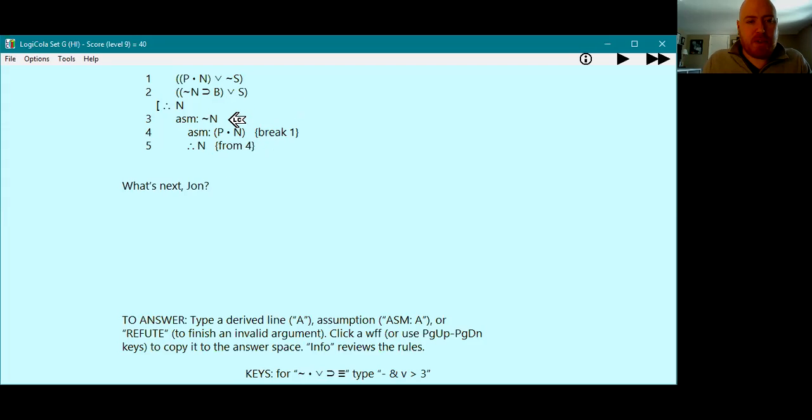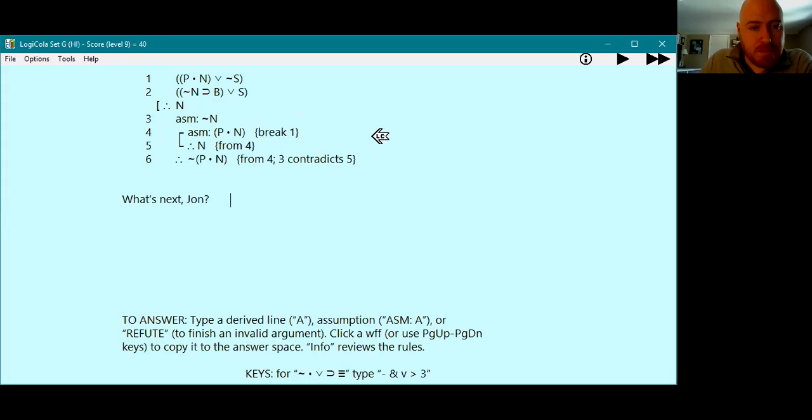Now, notice here I've got a contradiction between 3 and 4, right? So that means that it's not the case that P and N. From 4 and 3 contradicts 5, okay? Now notice what I have here. I've got either P and N or not S, and I've got it's not the case that P and N, okay? So either triangle or box, and I've got not triangle, right? So that means I can derive box.